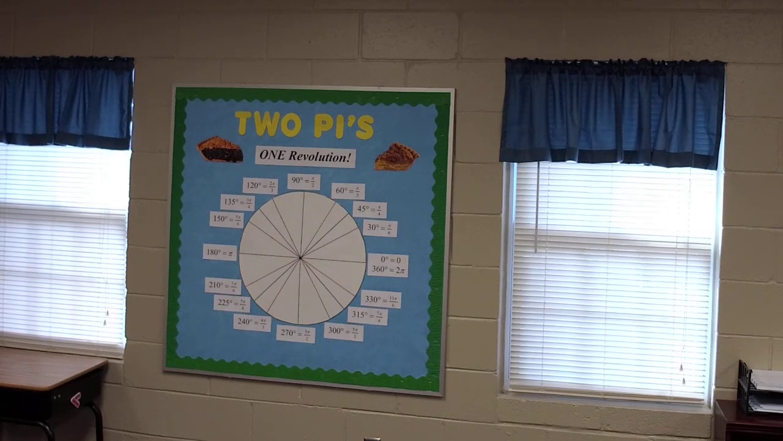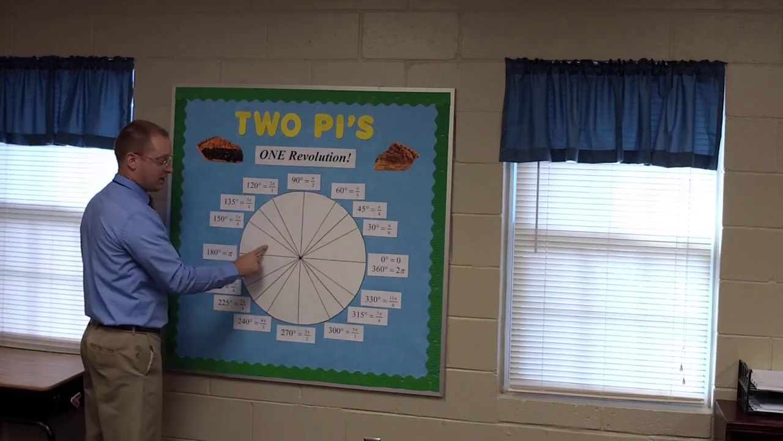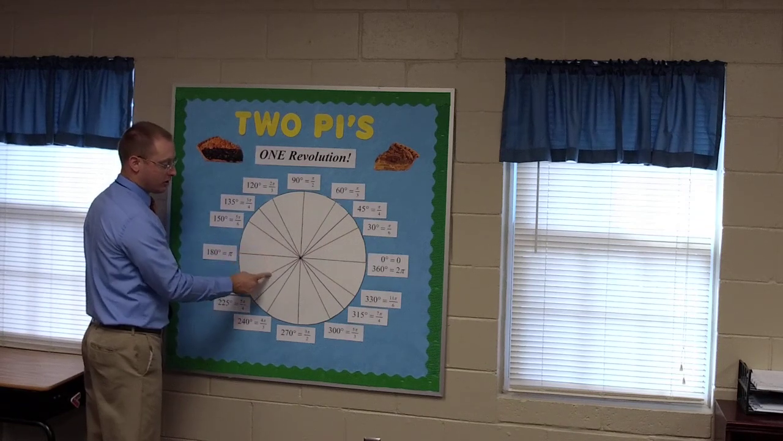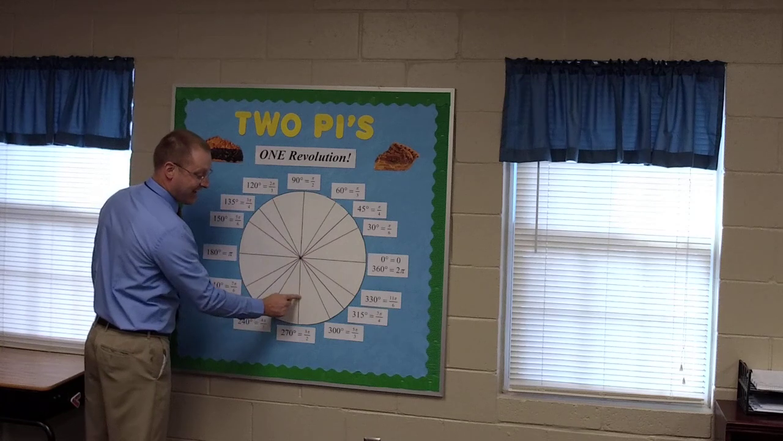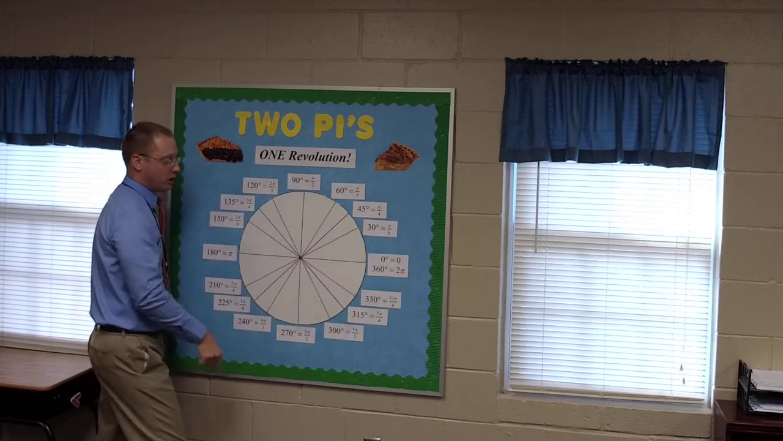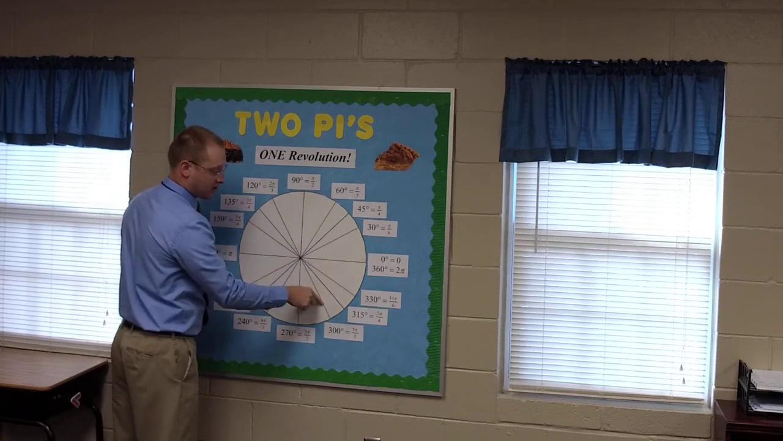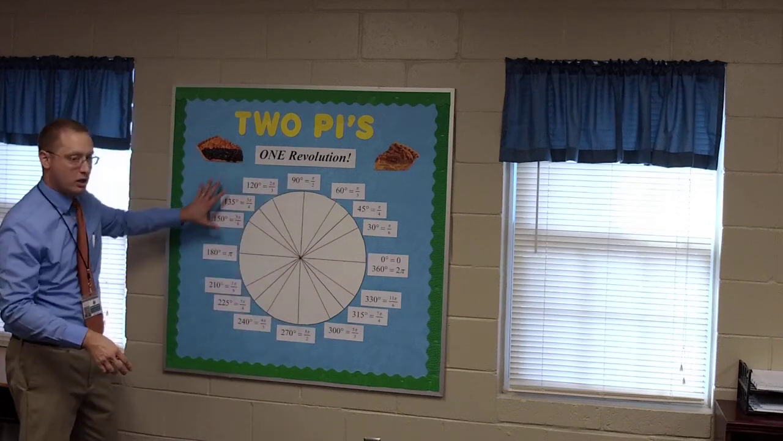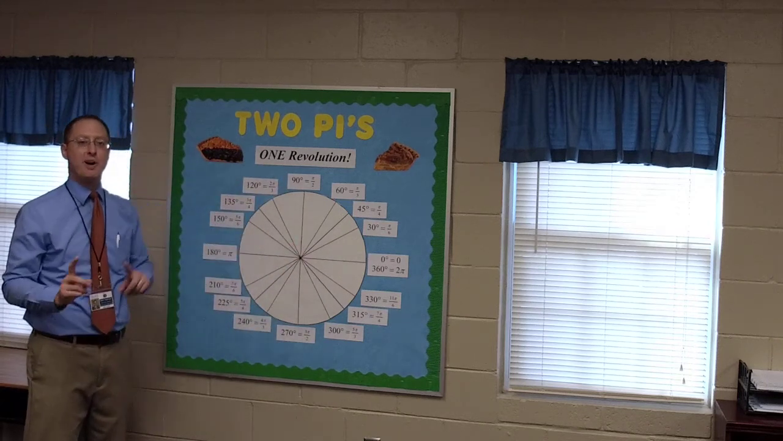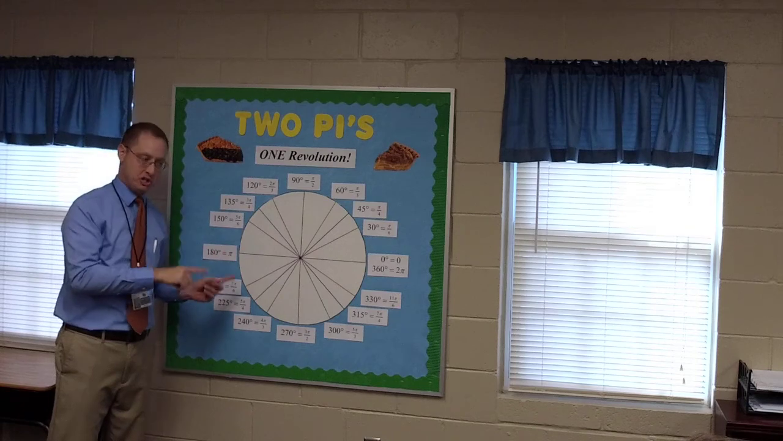Because every one of them has a reference angle that is either 60 degrees, 45 degrees, 30 degrees, 0 degrees, or 90, depending on which way you want to go. 30, 45, 60. All of these angles are special angles because their reference angles are special angles.